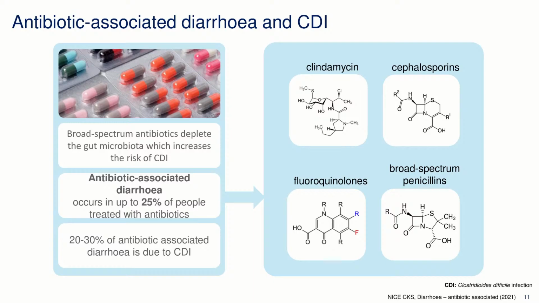Antimicrobial-associated diarrhea and C. diff is very common. The more broad spectrum the antimicrobials that patients get, the higher the risk. We traditionally think of clindamycin, cephalosporins, fluoroquinolones, and the broad spectrum penicillins as the groups of antimicrobials that are highest risk for C. diff. That's because they deplete the normal gut microbiota, increasing the risk of C. diff through reduced colonization resistance. Around 25% of people who are treated with antibiotics get antibiotic-associated diarrhea, and about 20 to 30% of antibiotic-associated diarrhea is due to C. diff infection. The rest just comes from this disturbance in the normal gut microflora.